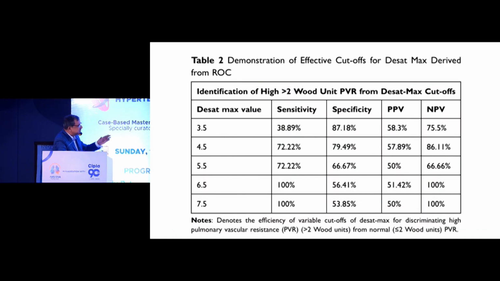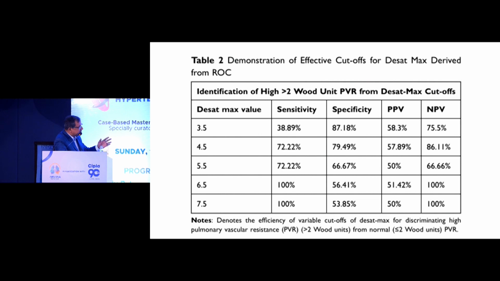And here, this is a very important slide. If you take a desat max of 3.5, I took it more than 3. Many of our patients at 4, 5 like that, then the specificity is high, the sensitivity is low. But if 4.5, the specificity is roughly 80%, sensitivity is 72%. So as the specificity is better, the sensitivity is low, as expected.